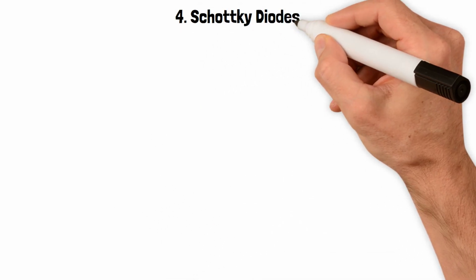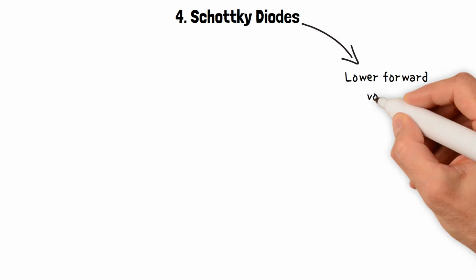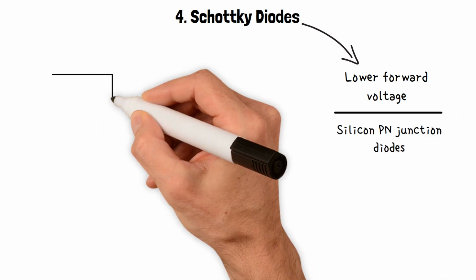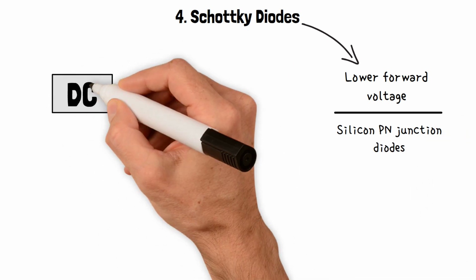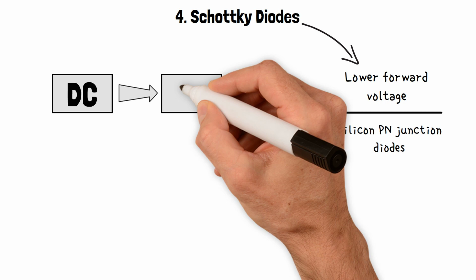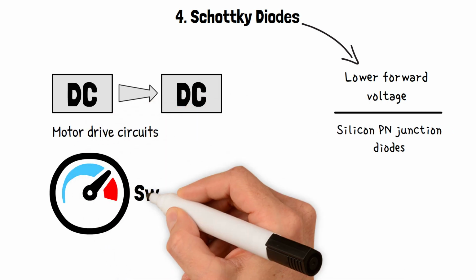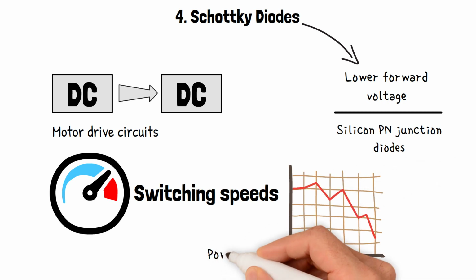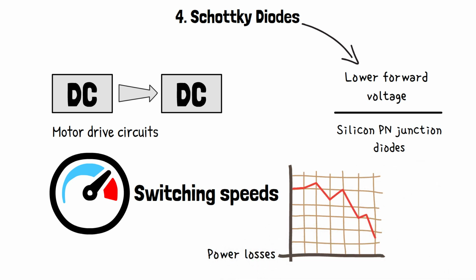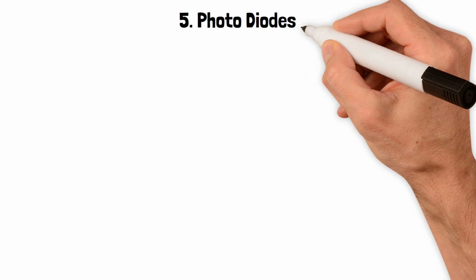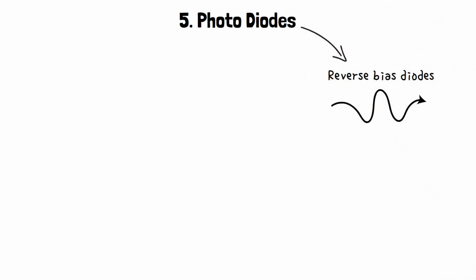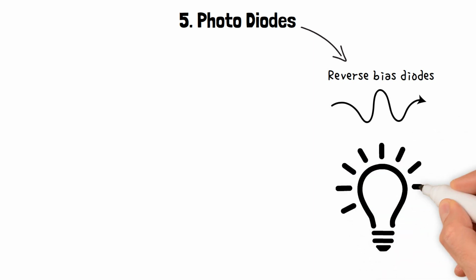4. Schottky diodes. Schottky diodes have a lower forward voltage than other silicon p-n junction diodes and are commonly used in rectifier applications such as AC to DC converters and motor drive circuits. They have very fast switching speeds due to their low capacitance values, which also reduces power losses in high-frequency switching circuits.